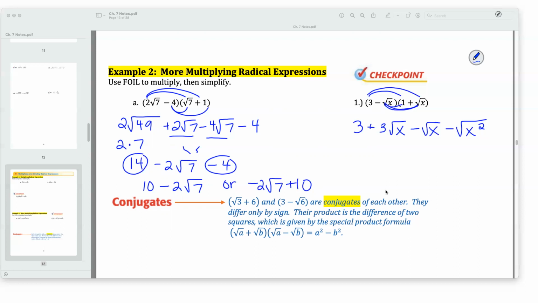So once I do that, I have here like terms right here, 3 times the square root of x minus 1 square root of x. So that's going to be 2 square root of x. And then minus the square root of x squared. We know that inverses cancel out, so this would just be minus x. So we have 3 plus 2 square root of x minus x. You could rearrange this order, but basically you don't have any like terms here, so there's nothing really you could simplify this down to be.